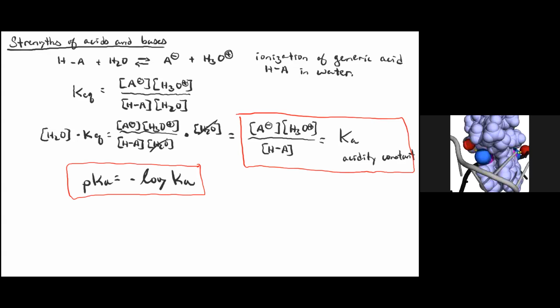And so we're going to come back to this, but I'll say it now because it's a very important point. The lower the pKa value, the stronger the acid. So strong acids have low pKa values, and weak acids have higher pKas.